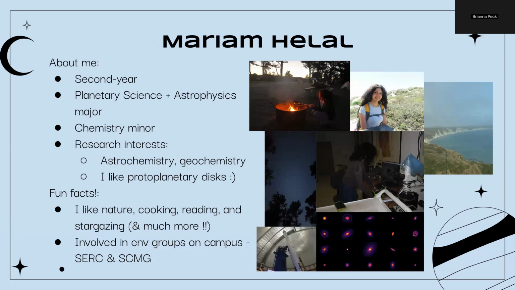Majoring in planetary science and astrophysics, and I'm also doing a chemistry minor. And in terms of research, I'm mainly doing two projects right now, one in astrochemistry and one in geochemistry, hence the chemistry minor. The astrochemistry one is in the chemistry department doing modeling of protoplanetary disks. And the geochemistry one is in the EPS department looking at what rocks are made of and what that can tell us about the Earth's history in terms of climate.